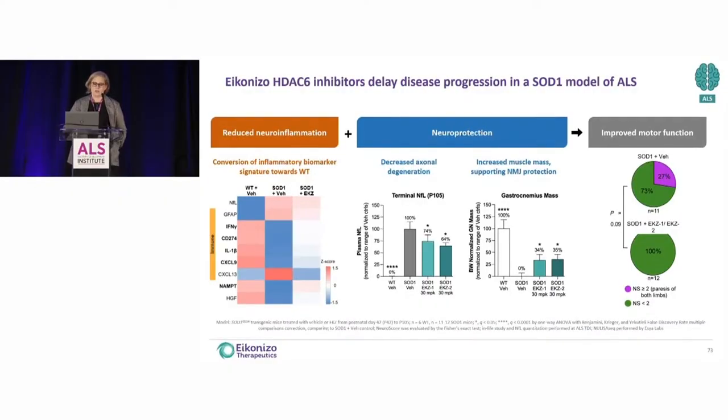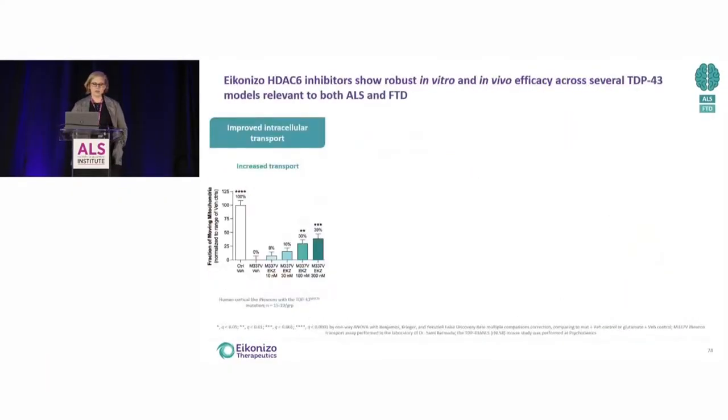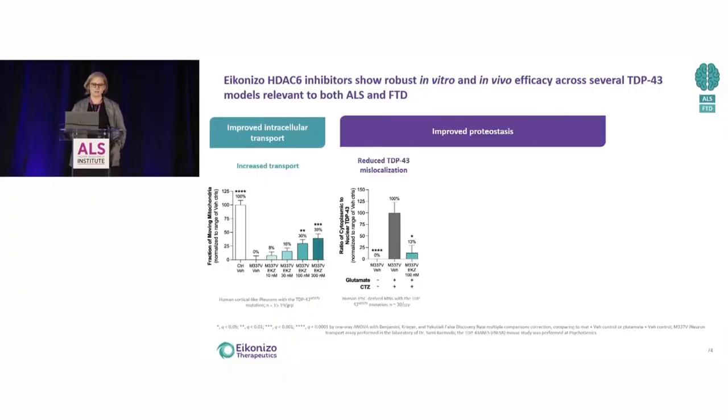We also evaluated efficacy of our compounds in models relevant to both sporadic ALS and FTD. Here we're looking at human cortical-like eye neurons with a TDP43 M337V mutation, and we measured the fraction of moving mitochondria in this system in collaboration with Dr. Sami Barmada. And what you can see is that there's a nice dose-dependent increase in axonal transport with HDAC6 inhibition.